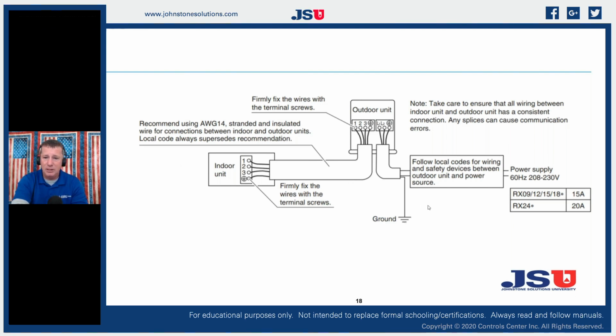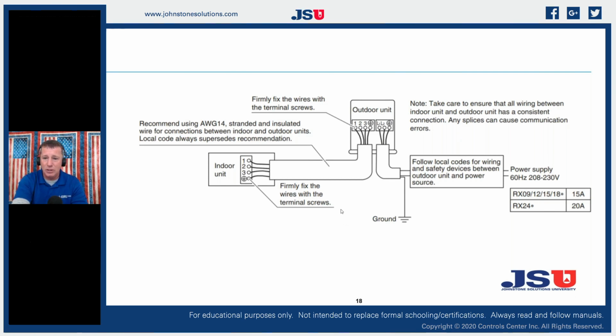But if you take a look at this, it says take care to ensure that all wiring between the indoor unit and the outdoor unit has a consistent connection. Any splices can cause communication errors. So we need to make sure that we're understanding what they're talking about by communication errors.